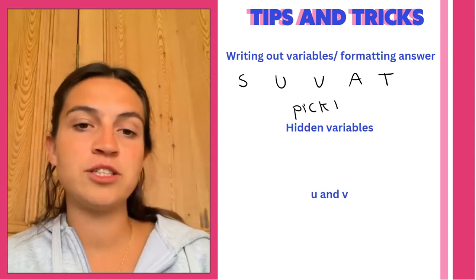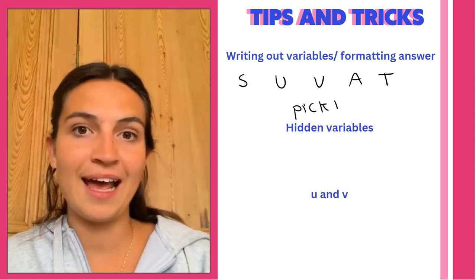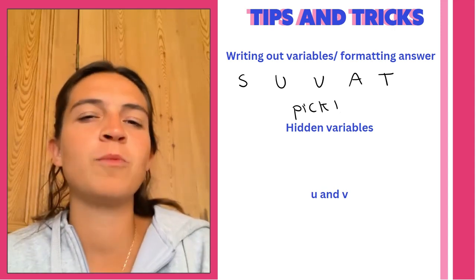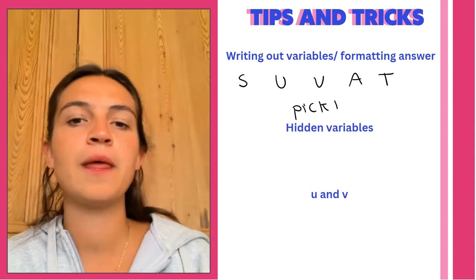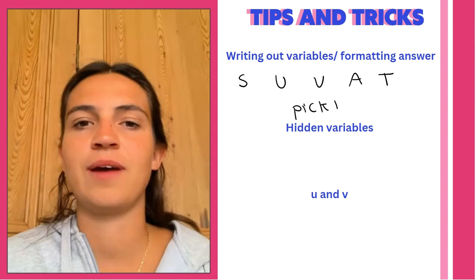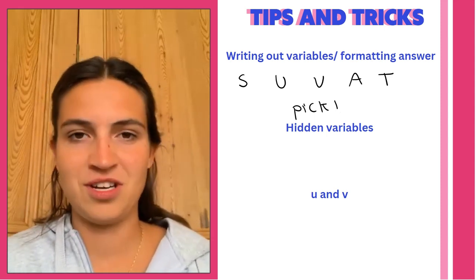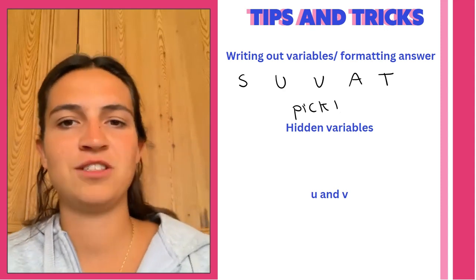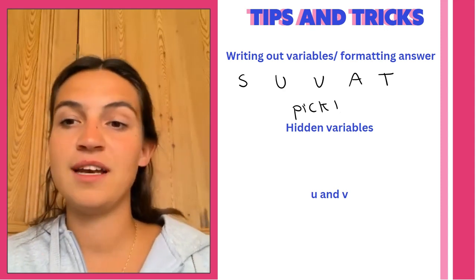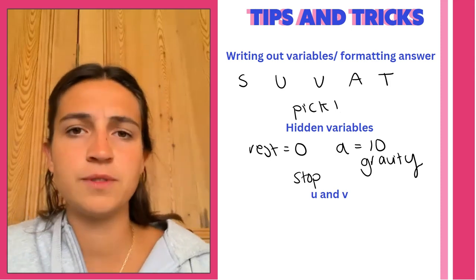If in your question you have S, U, V, and A as your variables, remember one of them will be the thing that you're looking for, then you use the second equation, V squared minus U squared is 2AS. But if you have U, V, A, and T in your question, then you use a equals V minus U over T. The next tip is what we just did in our previous example, which is these hidden variables.